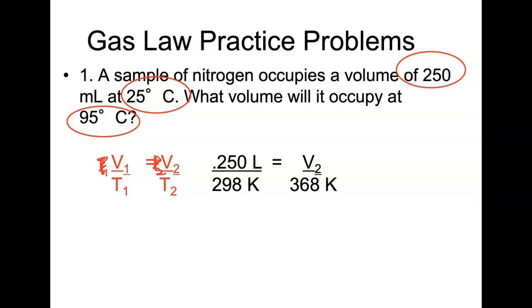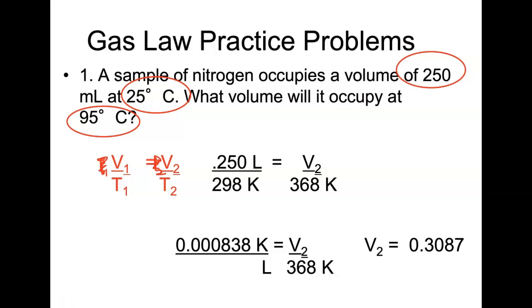So how do you solve for V2? Well, you can kind of do it however you like. I'm likely to take 0.250 divided by 298 and then multiply by 368 to get V2. And that's exactly what I've done. Then I'm going to multiply both sides by 368. And I come up with 0.3087 for my volume. Now let me take a look back at my significant figures. Okay, 2 in my problem, so I need to round to 2 in my answer. For my final answer, I've got it down to 2 significant figures.